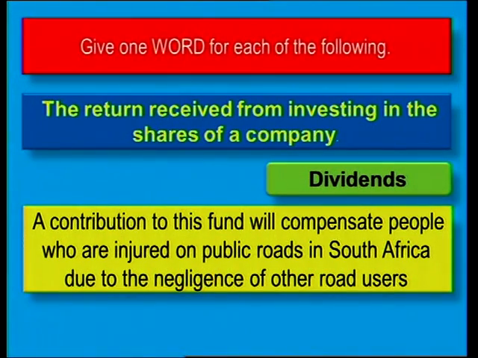A contribution to this fund will compensate people who are injured on public roads in South Africa due to the negligence of other road users. Now, again, learners, this particular fund is known to you. It's located in LO2, in the section of insurance, the different types of insurance, compulsory and non-compulsory insurance. Yes, this will be an example of compulsory insurance. Reminding them that there are those two sections in their notebooks.